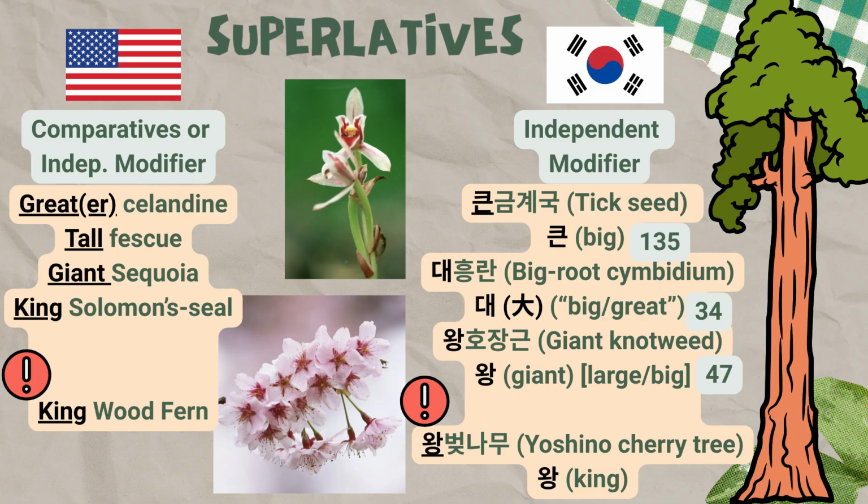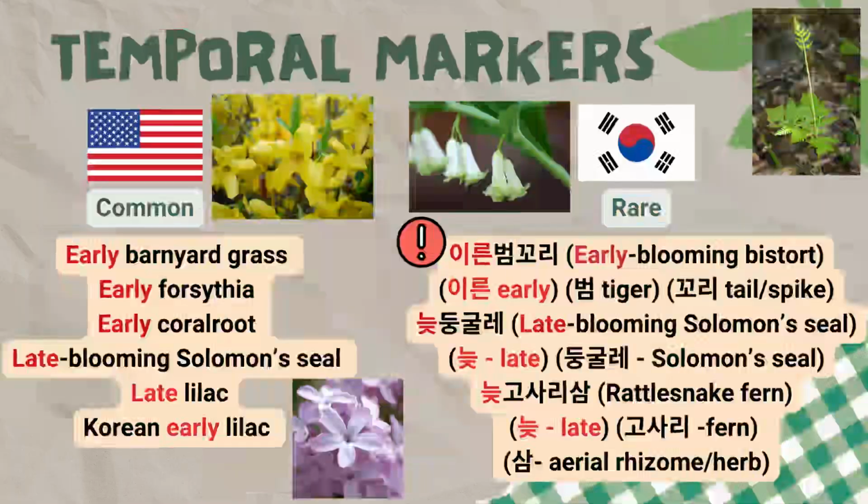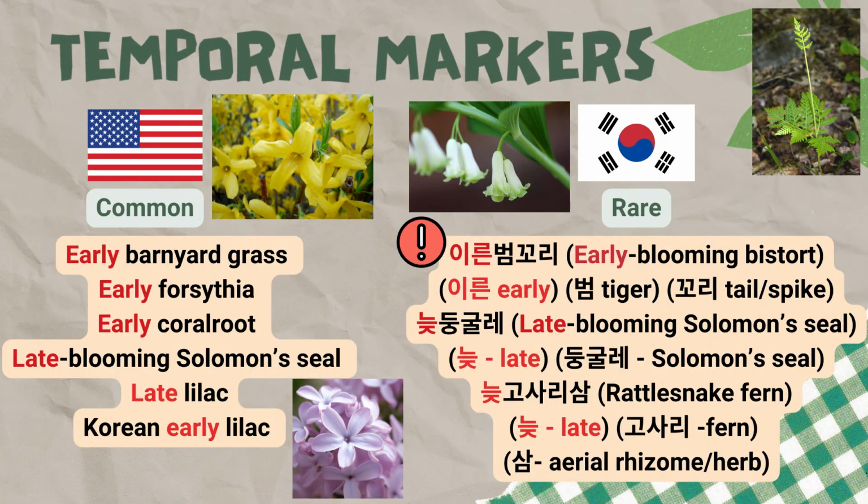Also of note in the Korean naming system, big is the most representative superlative. Additionally, Koreans use the morpheme wang, meaning king, as a superlative equivalent of giant or extremely large. Wangho Tangmu, giant knotweed. It's typically not used as a literal king, except in the use of Yoshino cherry tree, Hwangbo-namu. This is contrary to English, as it almost exclusively uses king to denote an actual ruler in plant names like King Solomon's seal. However, there are exceptions where it uses king to denote a superlative like giant, as with King Woodfern.